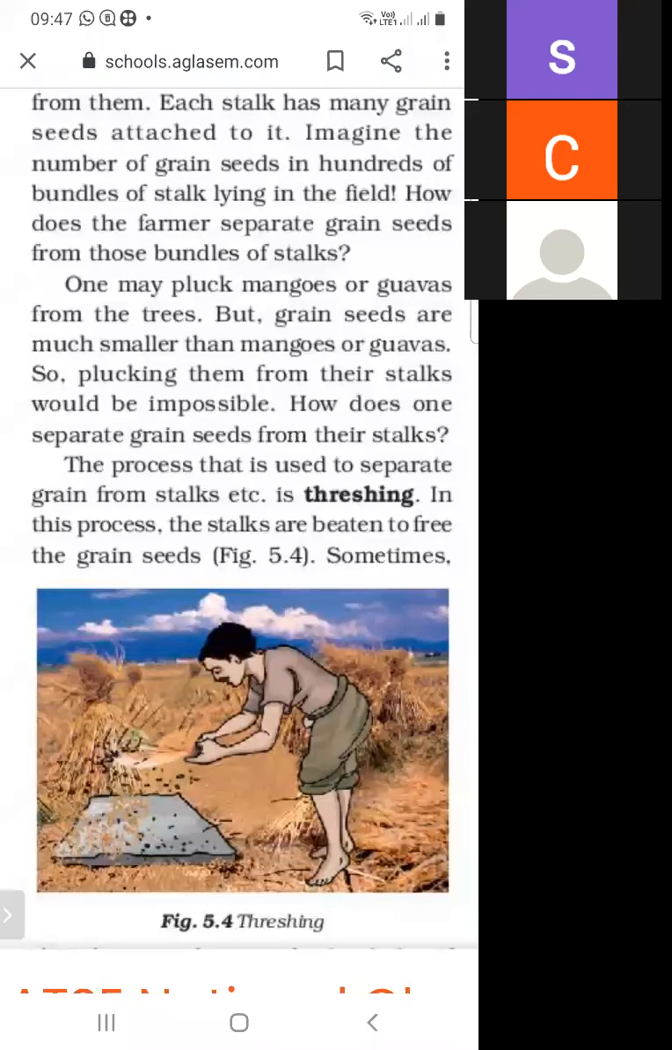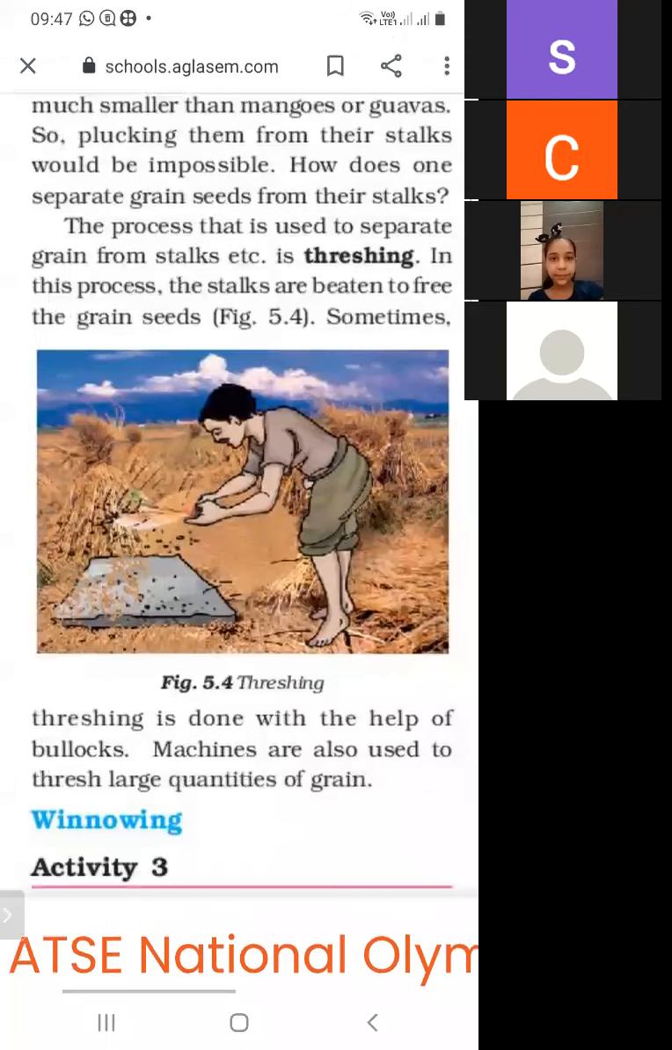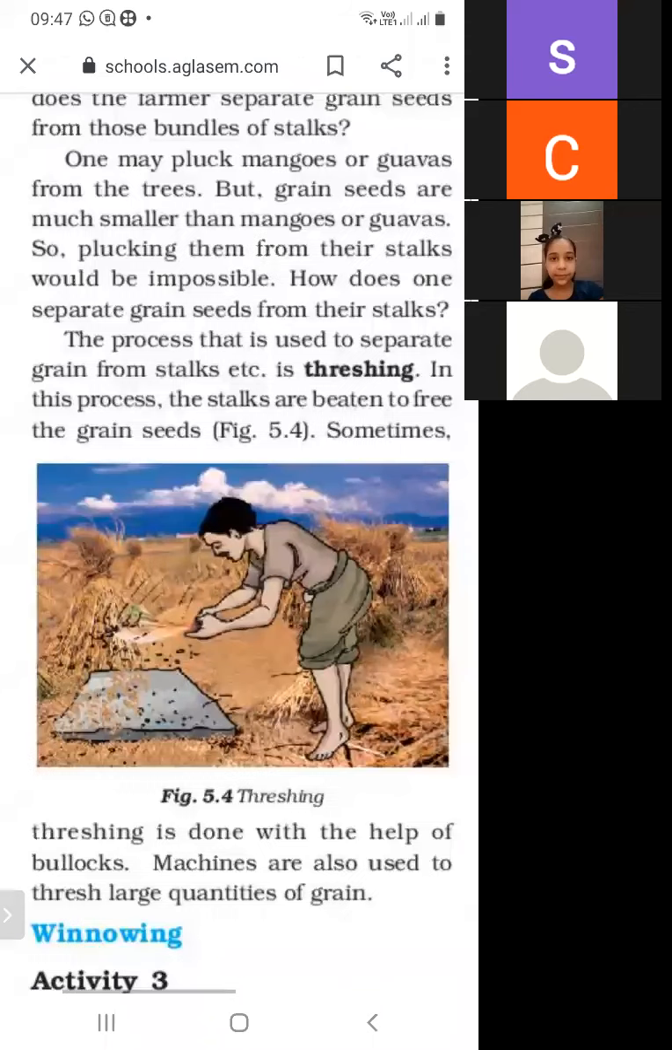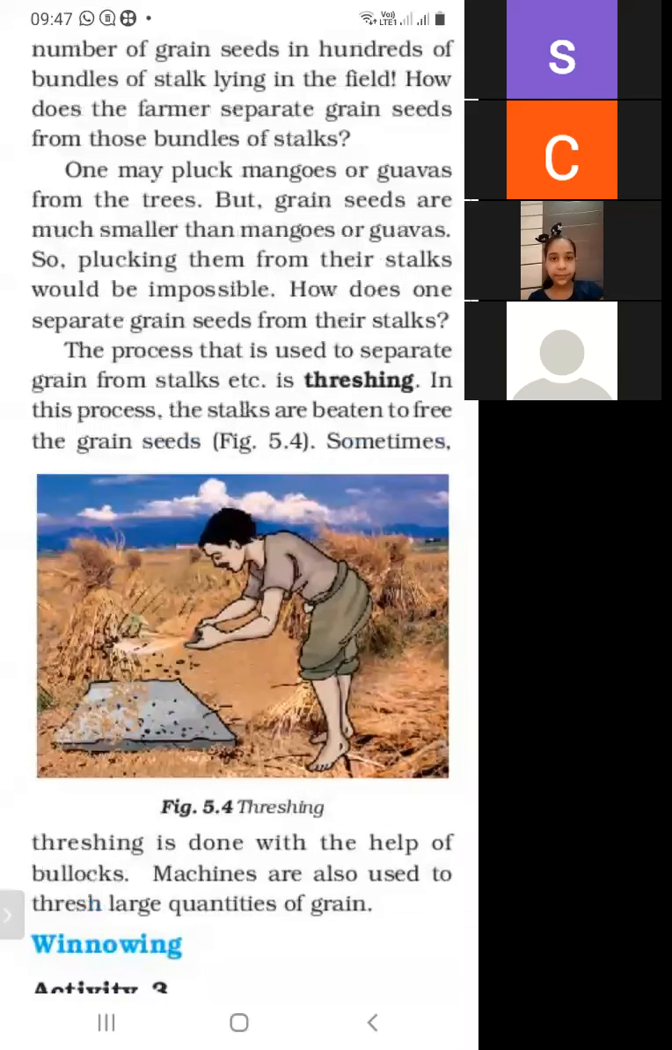Threshing can be done with the help of bullocks, and machines are also used for threshing. You have to remember the definition of threshing. The process that is used to separate grain from the stalks is called threshing. And how can threshing be done? Threshing can be done with the help of bullocks, and it can be done with the help of machines. So there are two methods of threshing, either with the help of machines or with the help of bullocks.